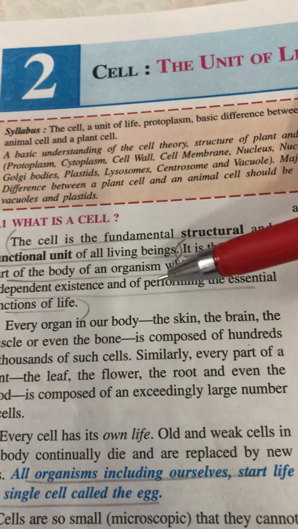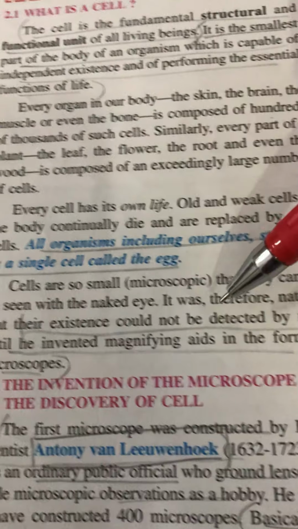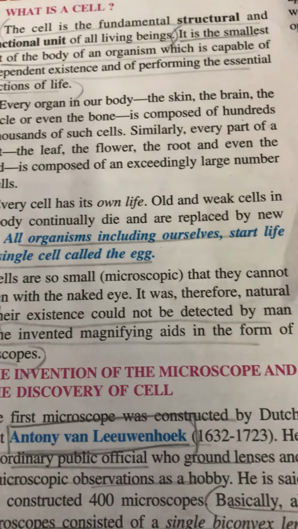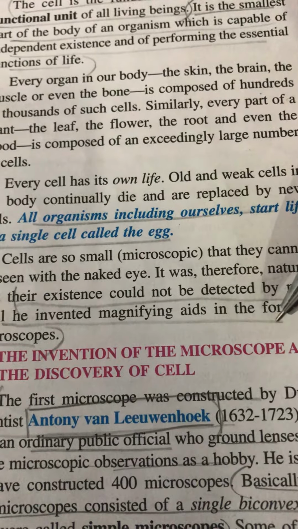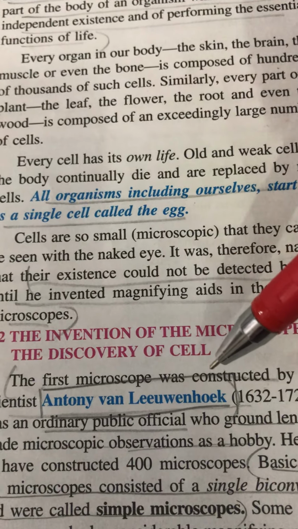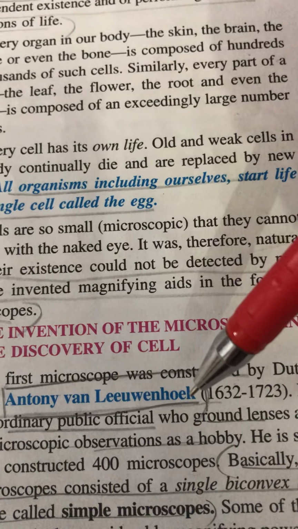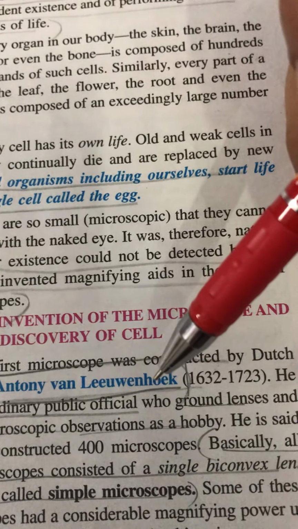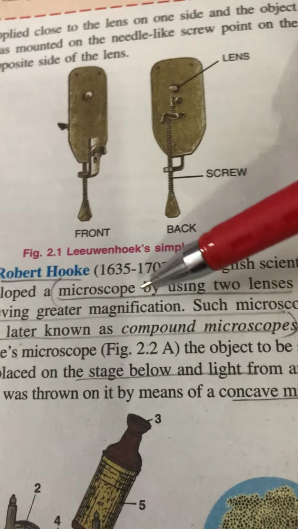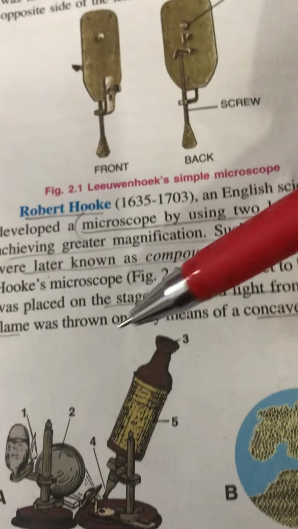A cell could be seen under a microscope. So we can say invention of the microscope only led to the discovery of the cell. The first kind of microscope or the simple microscope was constructed by Antony von Leeuwenhoek, which had only one magnifying lens, whereas after that Robert Hooke constructed a compound microscope having two lenses.